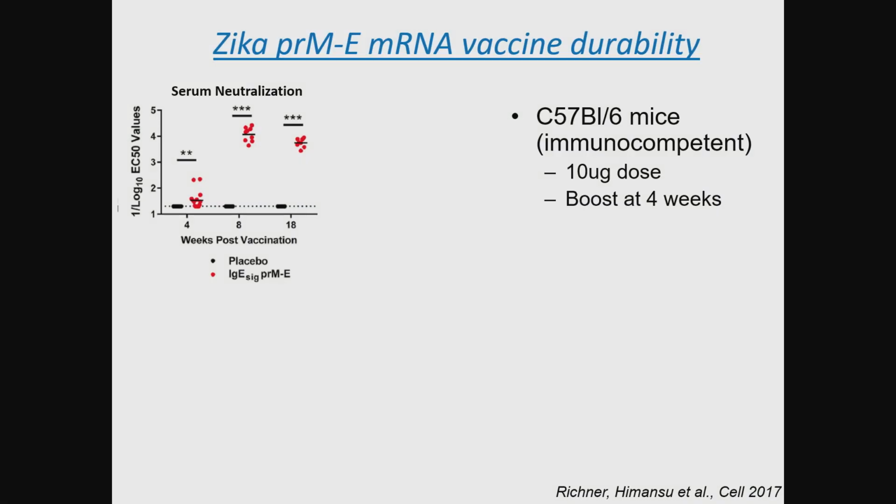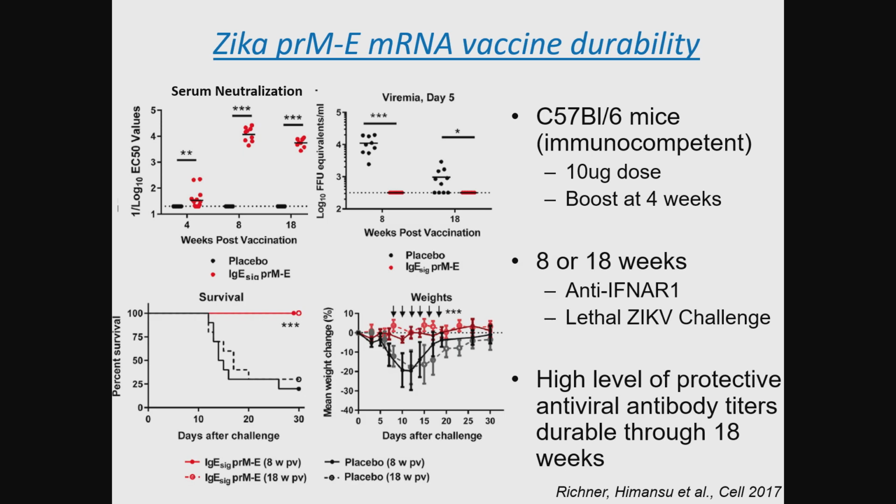So then we looked at vaccine durability. So this was done in C57 black 6 immunocompetent mice with a high dose of the vaccine in a prime boost strategy. And you can see here, following the boost there in the middle of this graph on the top, we see robust antiviral antibody titers, as we've shown you previously. And then if we extend this out to 18 weeks, we still see these robust antiviral antibody titers.